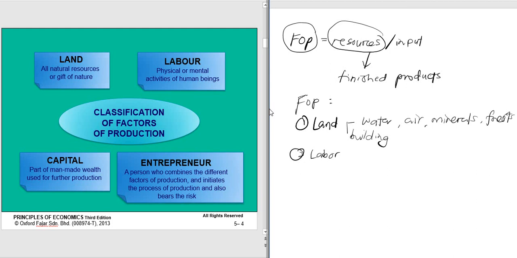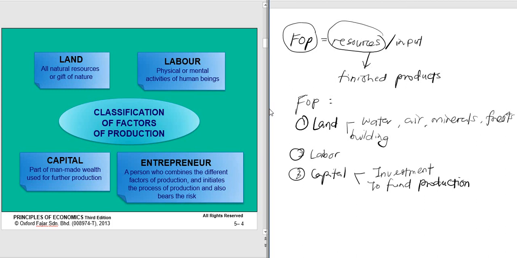And then the third one is capital. Capital actually comes from investment. Investment is also an important element in production. In order for you to obtain funds for your production, you need capital. You need a certain amount of money to start a production. So investment is important, because investment will contribute to your capital.